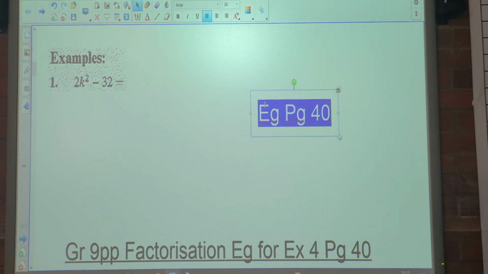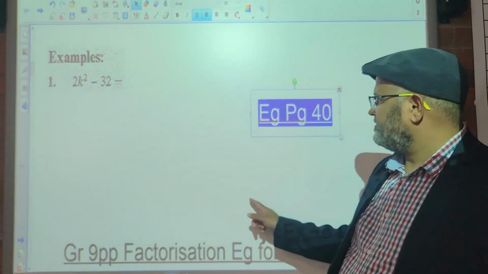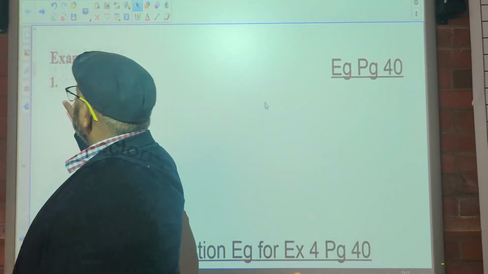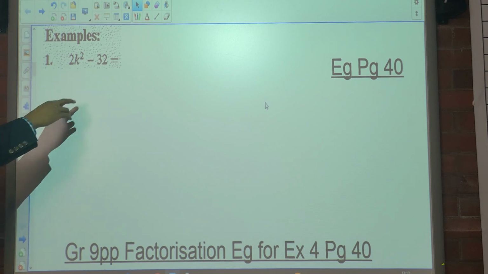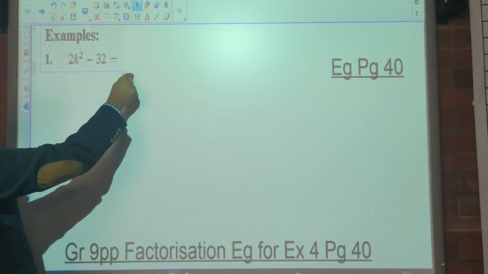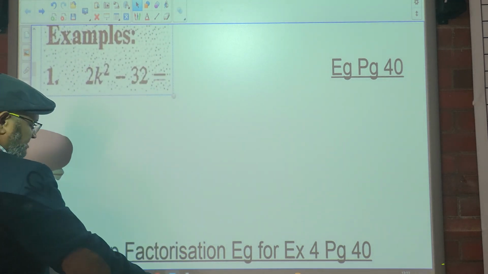These examples are also on page 40. Okay. So the first sum, we've got 2x squared minus 32. Write that down quickly. 2x squared minus 32. Right, so what can be done first? It's a common factor of 2. Alright, so take out the common factor of 2 quickly.